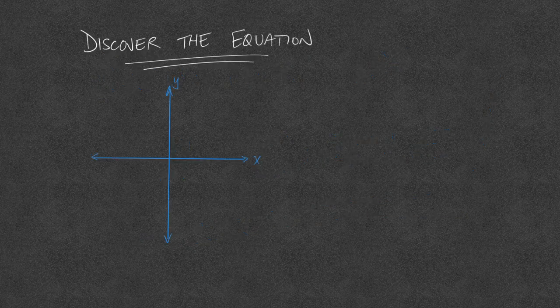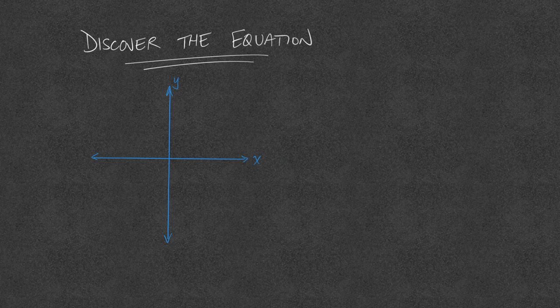So what we're going to do is go through a process to discover the equation like you see on the top of the screen. What this is going to be is a bit of a proof for us. We want to make sure that we understand why the equation of a circle is what it is, so it's not just something that we memorize.